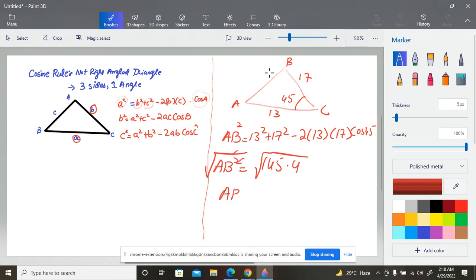So AB is equal to the square root of 145.4. So the answer is 12.06. But in the Cambridge exam, I can give only three significant figures, so 12.1 is the answer. Get it? So this is the second case of the cosine rule.